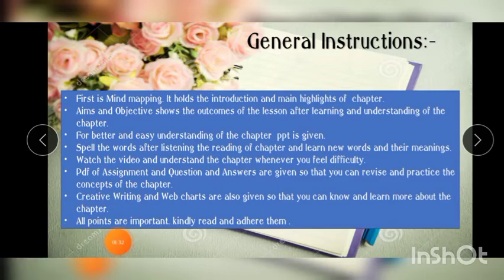All the points are important. Kindly read and adhere them.